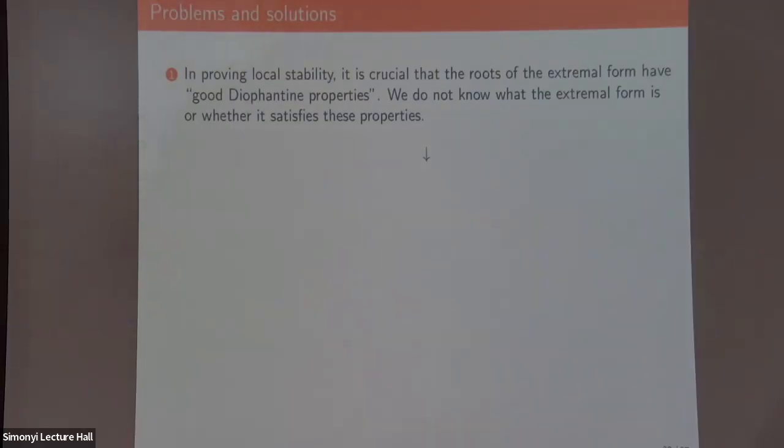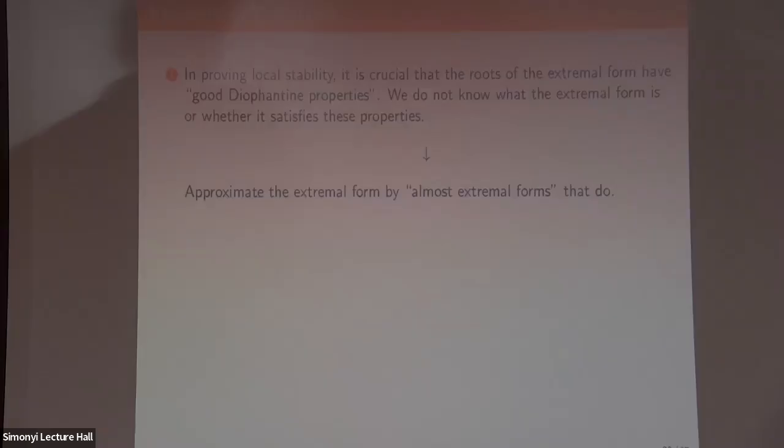So yes, proving local stability was crucial that we knew what the form was. And here we don't. And even though we understand now that the spectrum is a full interval, I still have no idea what these forms are, what they look like, what their properties are. This is still widely open. So what do we do when we can't solve something? We can almost solve it.